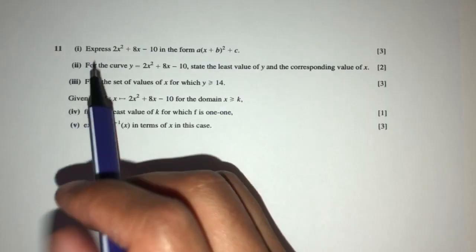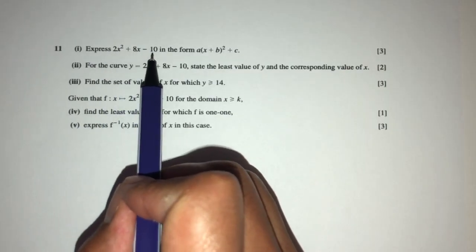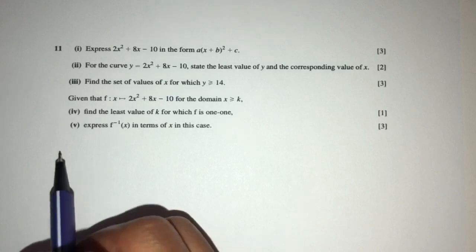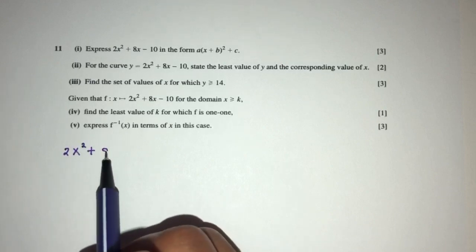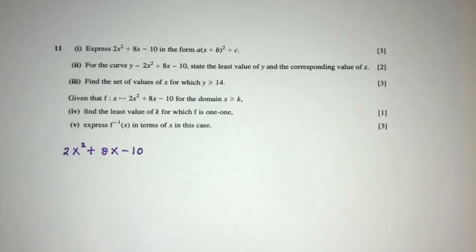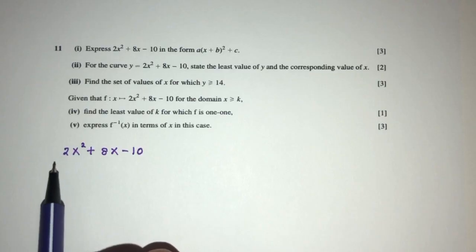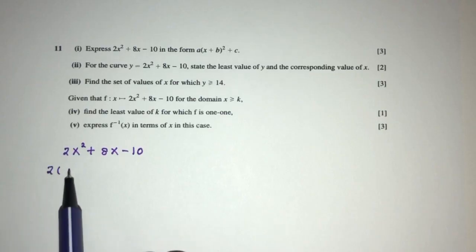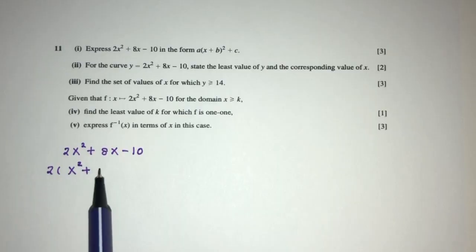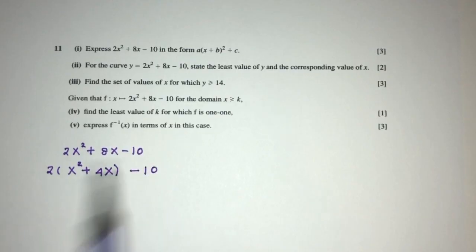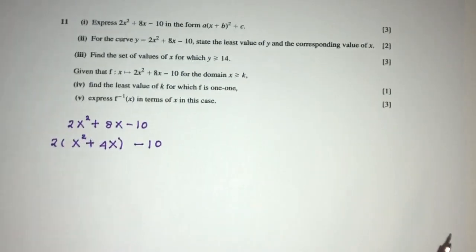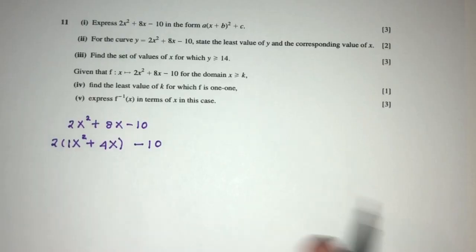So part 1, express 2x squared plus 8x minus 10 in the form of this. So step by step. The first thing I like to do is verify if my coefficient of x squared is 1. So here we have 2, so we have to factorize. So take 2 outside, you will have x squared plus 4x. Now again, it is my personal preference. I don't like to include this in this. I can just take this outside on the side. Now since this is 1, I can proceed to the next step.